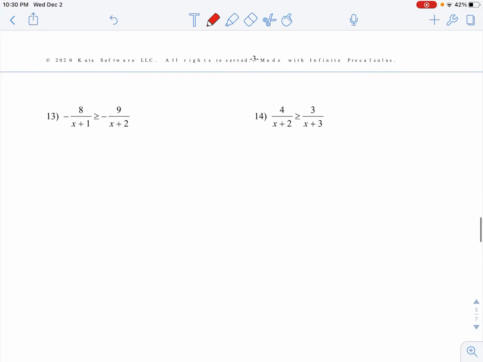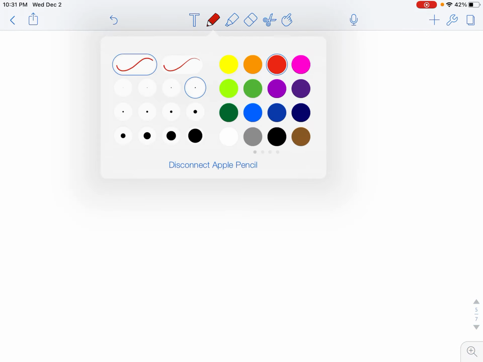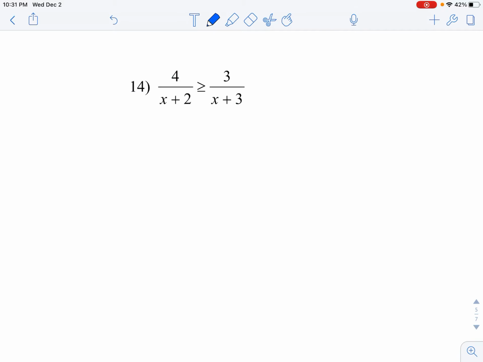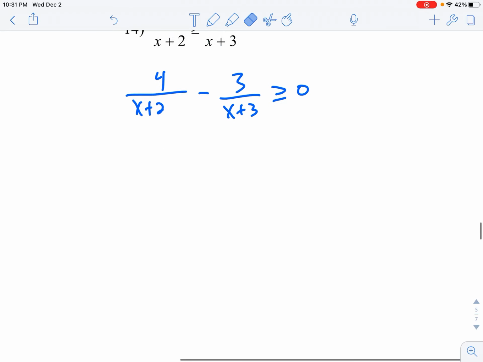Okay, a lot of space to work. We might need it. So as with every problem, we need one side to be 0. So here's what I can do. I can rewrite this like so. You just take this term and minus it to move it over to that side. Subtract it. If you don't like people who say minus it, subtract it.